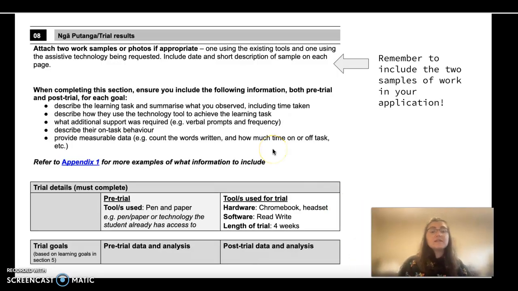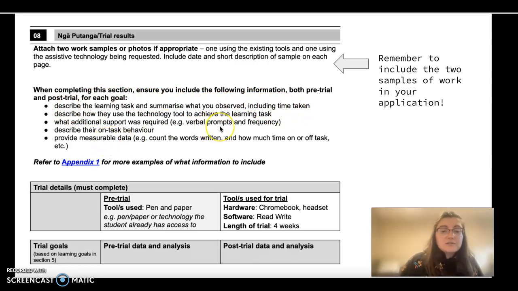And now finally we get to the actual trial data. So you need to attach 2 samples of work, either photos or just the samples themselves. One using the original tools, the pre-data, and one using the assistive tech. And remember to include these when you send your application in. So when completing this section, you need to ensure that you include the following information, both pre and post trial. So what is the learning task? And summarize what you've observed and time taken.